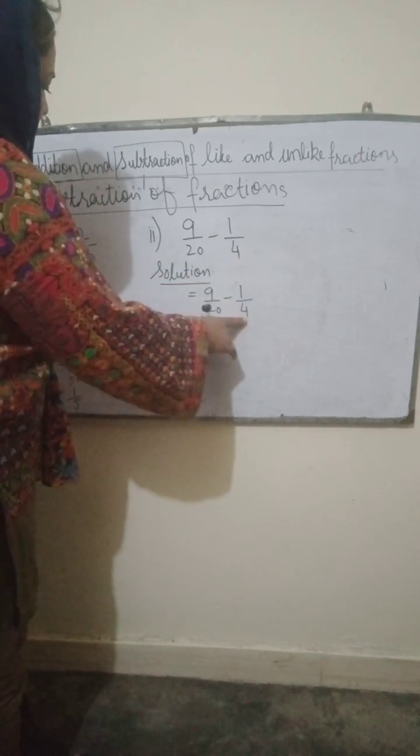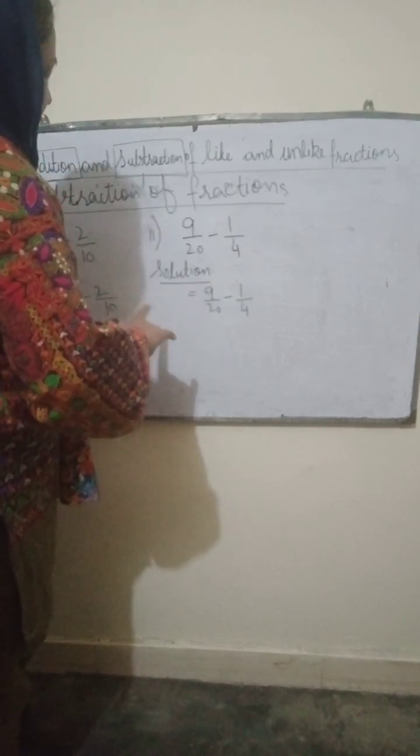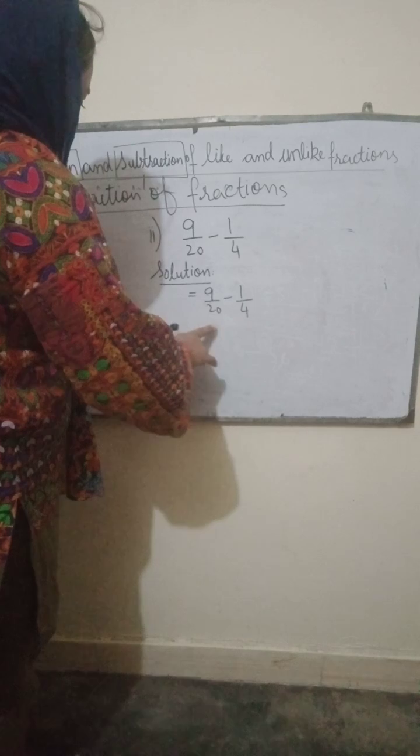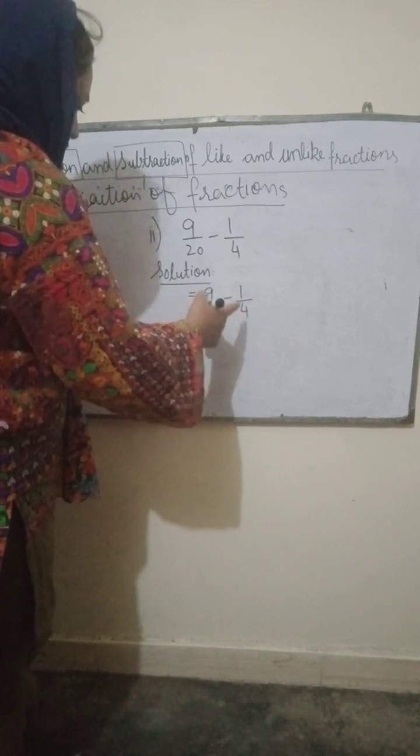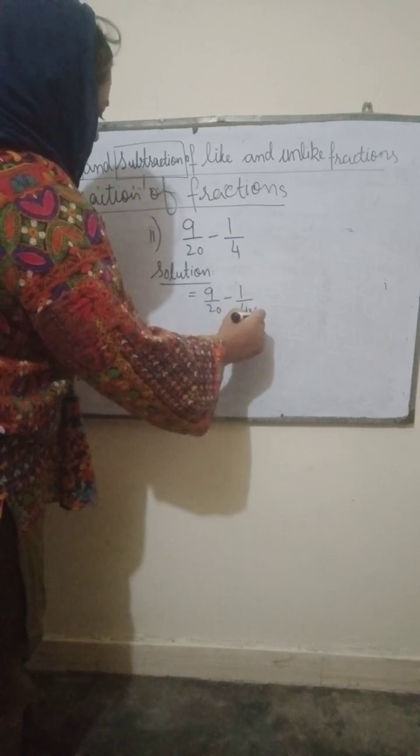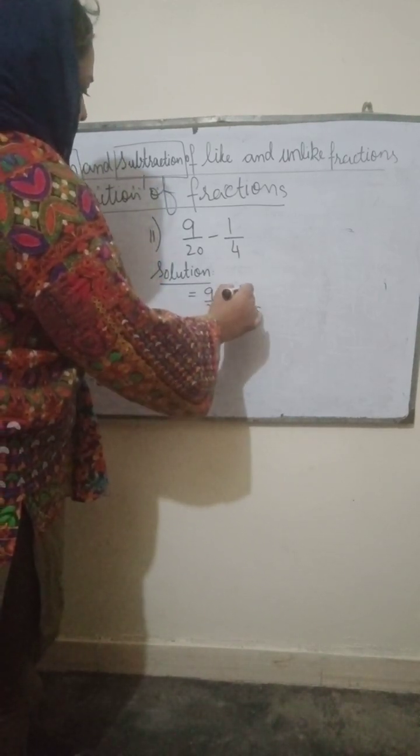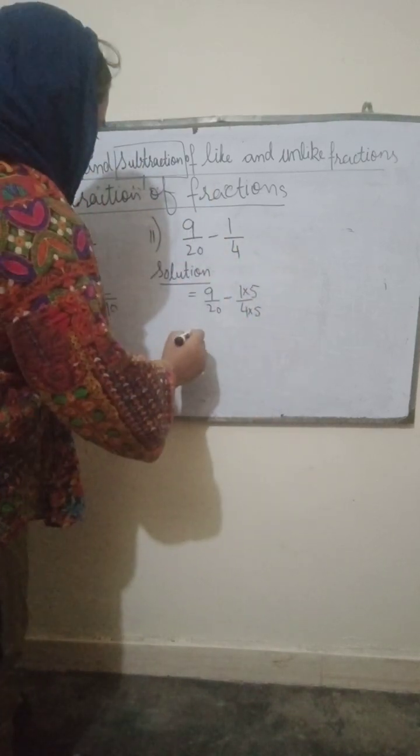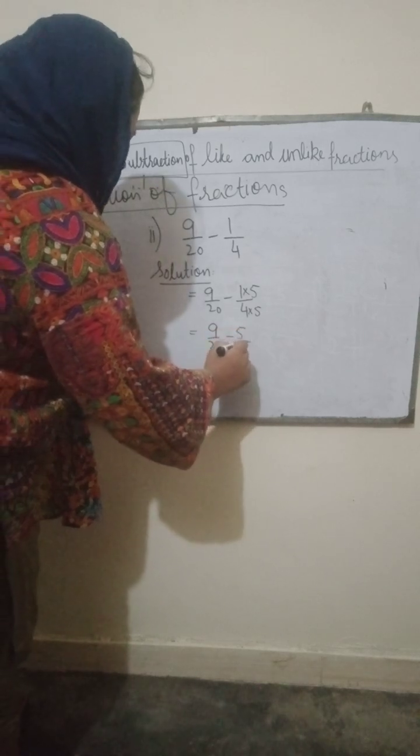Does 20 come in the table of 4? Is there anything common between 4 and 20? Yes. 20 comes in the table of 4. So we have to convert this 4 into 20. How? We will multiply it by 5. When we multiply the denominator, then we have to multiply the numerator by the same number. So 9 by 20 minus 5 by 20.